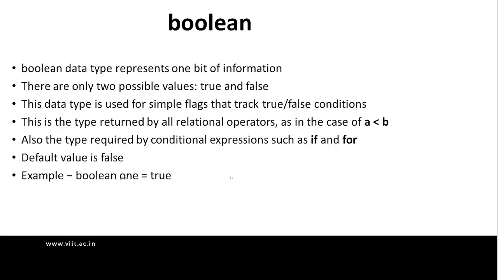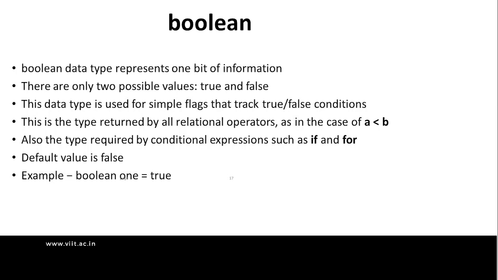Then boolean simply stores true or false, 1 or 0. Only 1 bit is required to store. 1 bit is always either true, false, 1 or 0. Boolean data type represents 1 bit of information and there are only 2 possible values, true and false. This type is used for simple flags that track true or false conditions. This is the type returned by all relational operators, as in the case of a less than b. Also the type required by conditional expressions such as if and for. Default value is always false for such boolean variables.